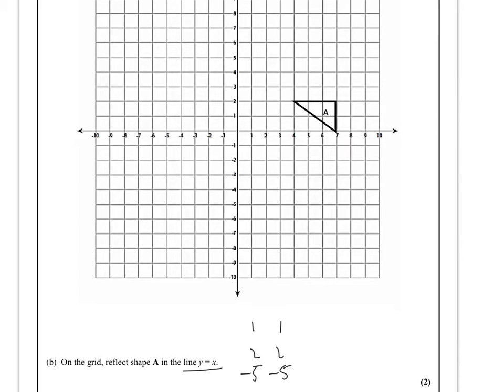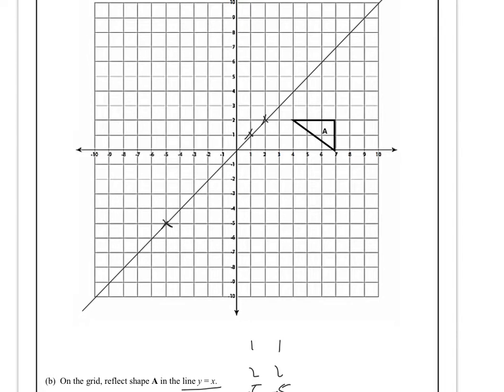And you could plot those points and join them up with your ruler. So I'll just plot those in, join them up with a ruler, and we'll reflect the shape in that line. So I've drawn in our line. Now we want to reflect the shape.